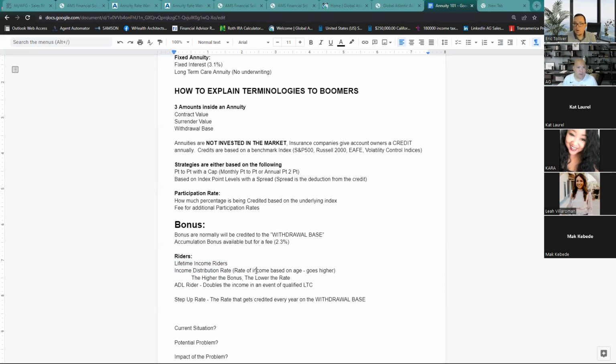The more you keep your money in this annuity and not execute your lifetime income rider yet, your lifetime income will keep on going up. That's the calculation that you'll get.